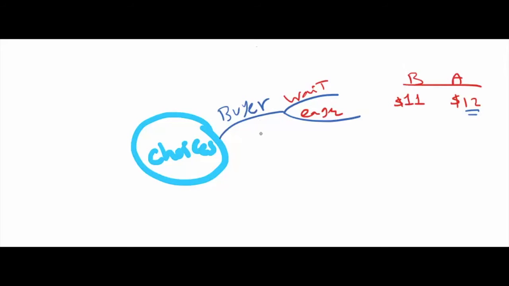Okay, what about the seller? Again, the seller's choices are that he may wait for the price to rise to his offer price, which is 12, or the seller can sell his stocks at the buyer's price, which is 11. So the other choice is to be eager.